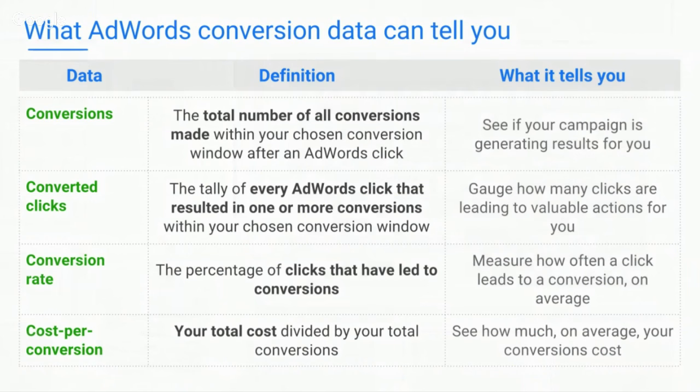Conversion rate is the percentage of clicks that have actually turned into conversions, and it allows you to measure how often a click leads to a conversion on average. Also, cost per conversion is basically your total cost divided by your total conversions, and allows you to see how much on average you're paying for a conversion, or what the average conversion cost is.